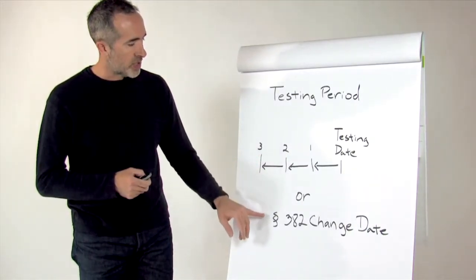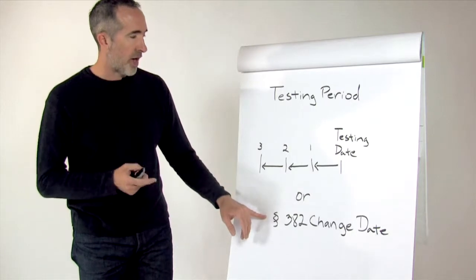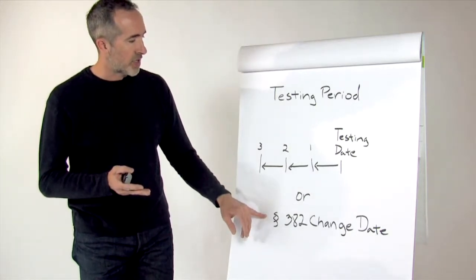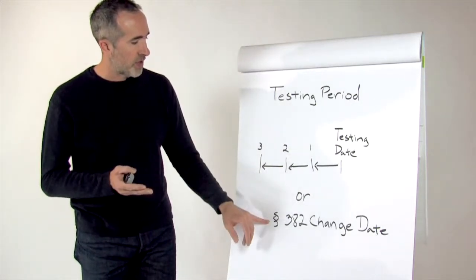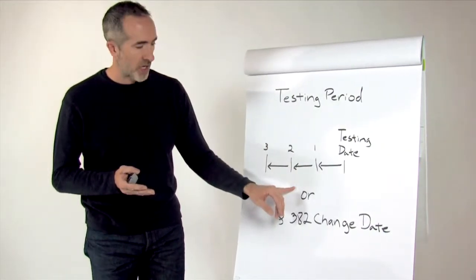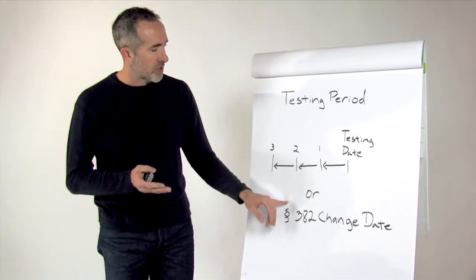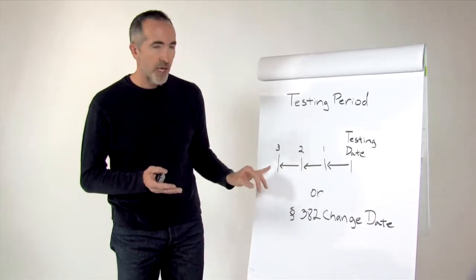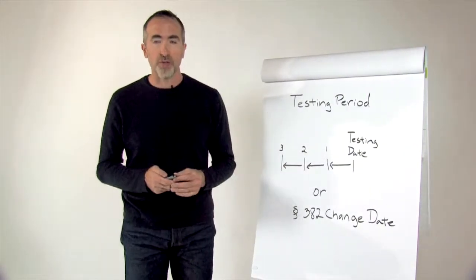There is one exception here, and that is where either the corporation has not been in existence for the full testing period, or there has been a 3D2 change at some point within the testing period. In both of those cases, the testing period may be shorter than 3 years.